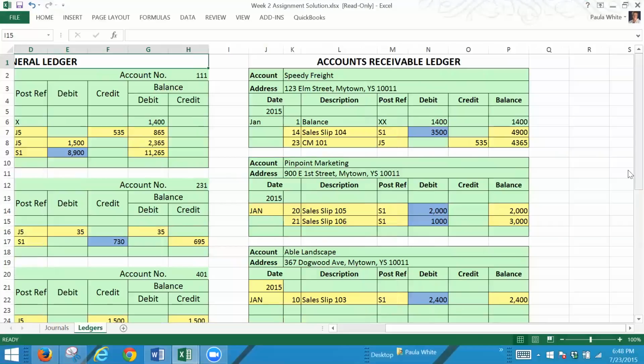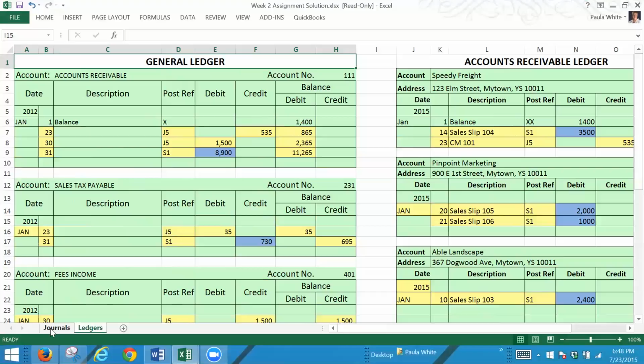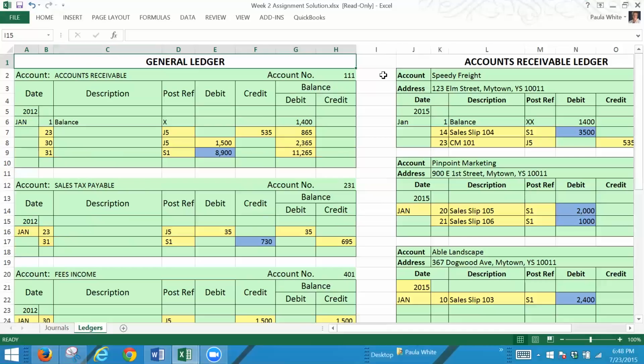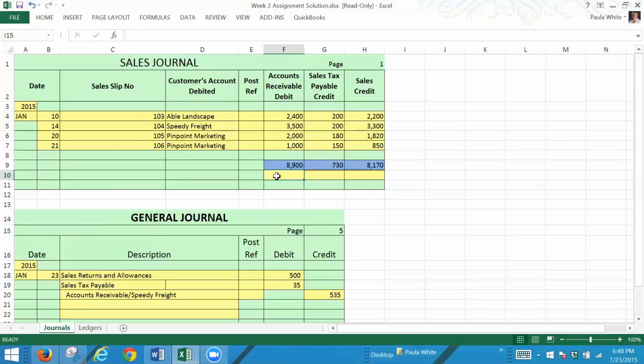Now, one more thing, you know how these posting references work. So here we're supposed to be putting in here the posting references of the account numbers that these particular numbers in blue got posted to. So accounts receivable debit, for an example, accounts receivable is account 111. After you post to it, you say, yes, I posted this to account 111, and so on and so on.